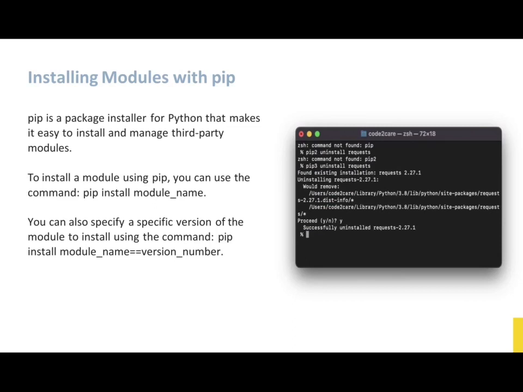Installing modules with pip. Pip is a package installer for Python that makes it easy to install and manage third-party modules. To install a module using pip, you can use the command pip install module name. You can also specify a specific version of the module to install using the command mentioned below.